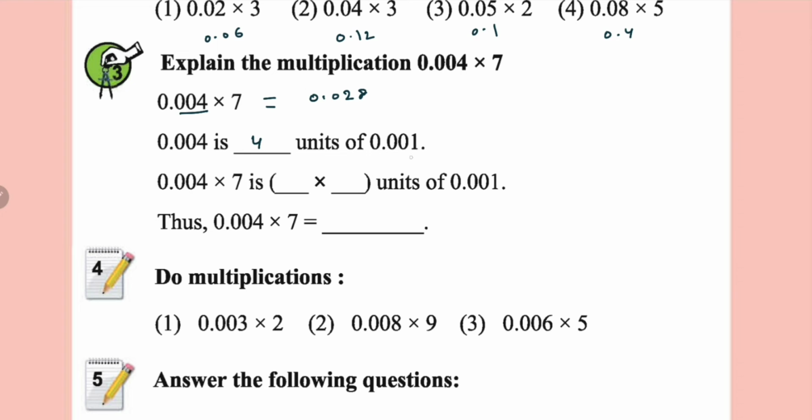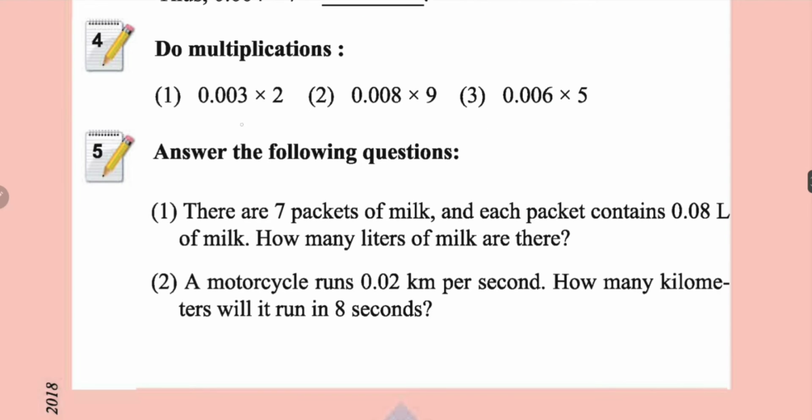So this is 4 units of 0.001, 4 into 7 units of 0.001, or otherwise 28 units of 0.001, nothing but 0.028. Okay, do the multiplication part. 006, 072, 03, 030 or 03, because the trailing zero has no value.